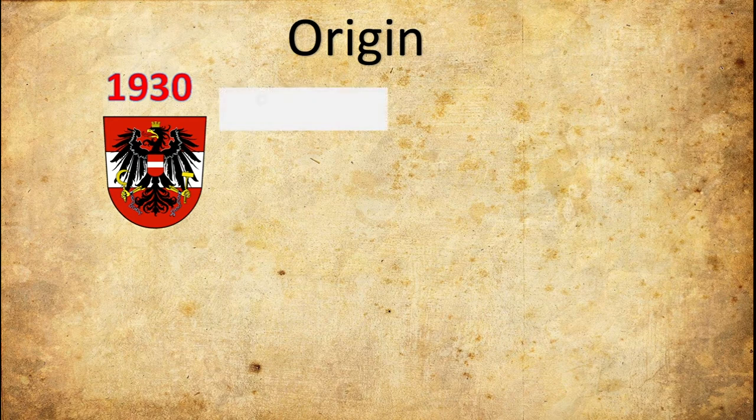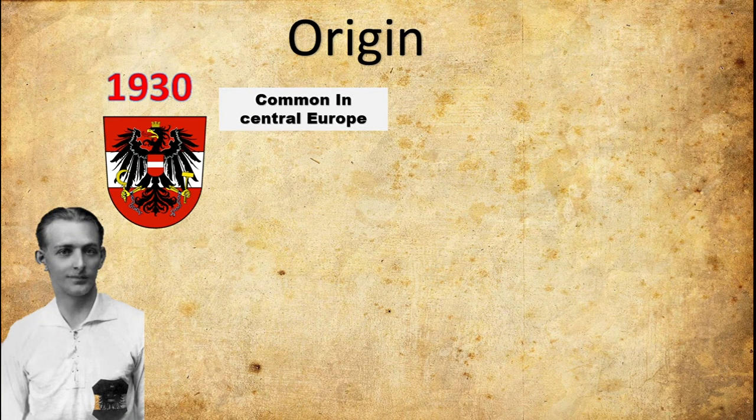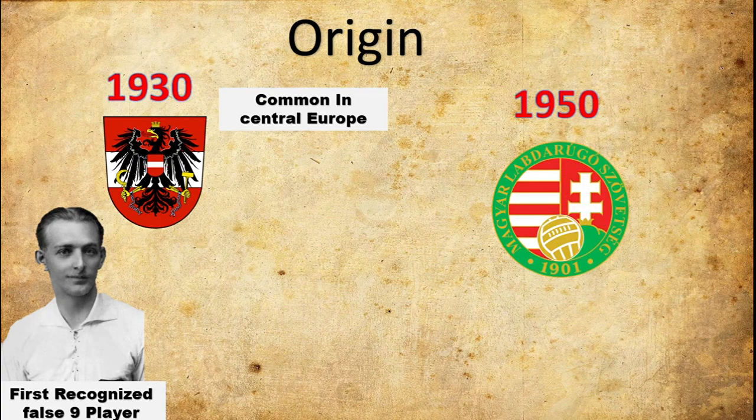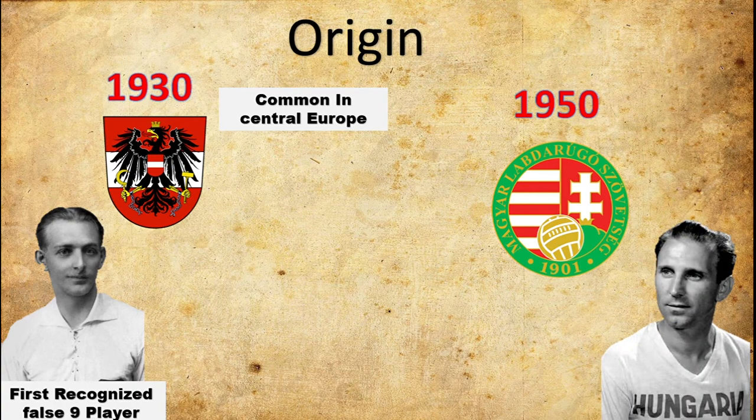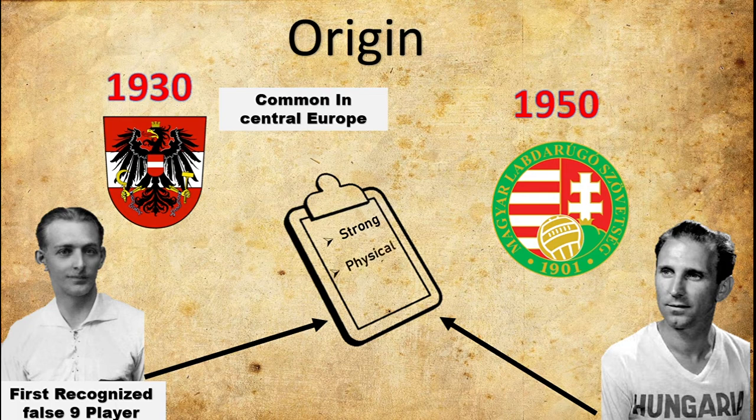The origin of the false 9 was first recognized back in the 1930s by the Austrian national team. Though it was commonly used in Central Europe in the 1920s, Matthias Sindelar was the first player that was used as a traditional deep-lying playmaker. Sindelar was one of the first strikers who dropped deep to create havoc among defenses. Then there was the great Hungarian team of the 1950s with Nandor Hidegkuti as the deep-lying forward. Both players were strong, physical and creative enough to be successful at this position.